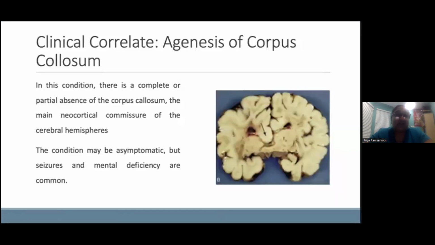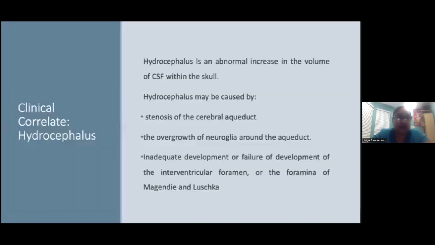Agenesis of the corpus callosum is associated with more than 50 different congenital syndromes. So what it is, is that you have a complete or a partial absence of your corpus callosum. It could be asymptomatic, it could have seizures, you could have mental deficiencies. Just for the sake of completion, I included that.